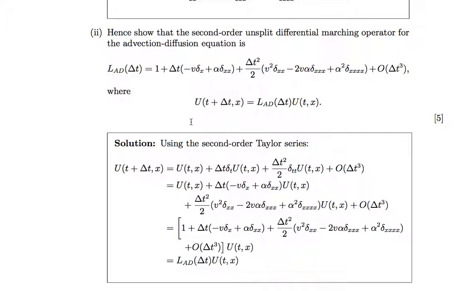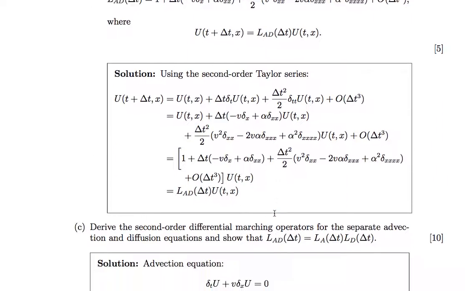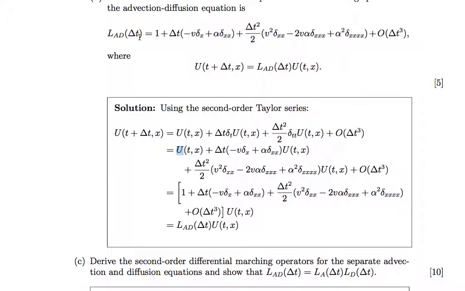All you do is take this Taylor series, going forward by one time step. So we've got u plus delta t times the first order derivative of u plus delta t squared over 2 times the second order derivative. All we do is substitute in our first order derivative and second order derivative. Once we do all that, we rearrange and factorize out u. This term in the square brackets is my L_AD, and you can see it's equal to what we had to show.